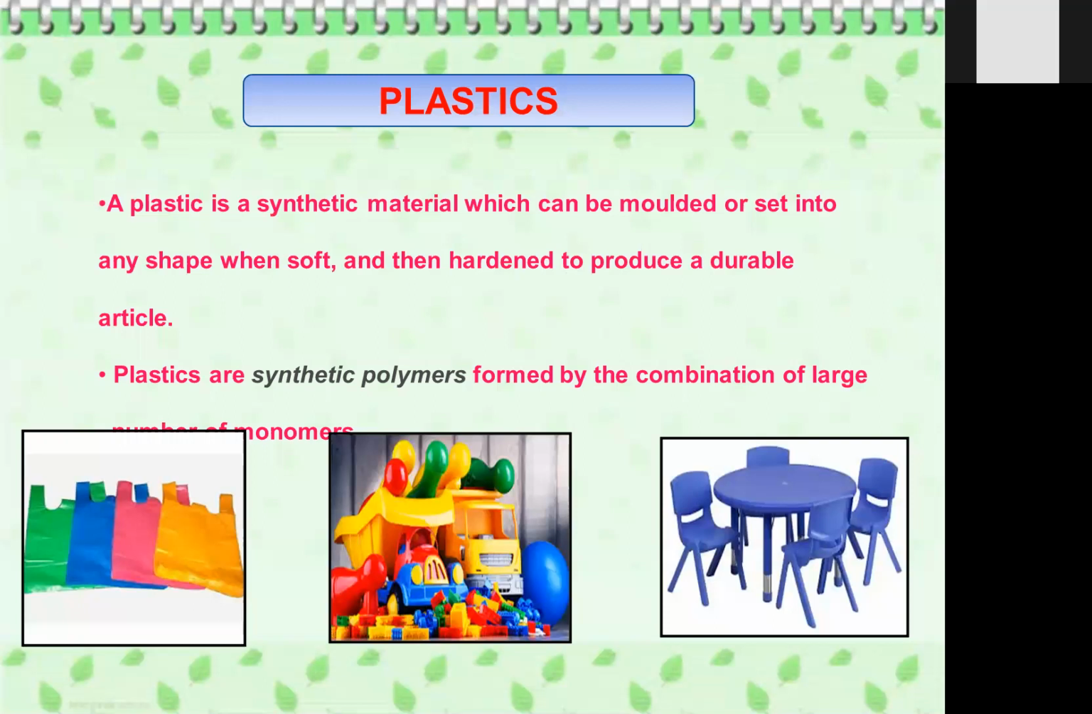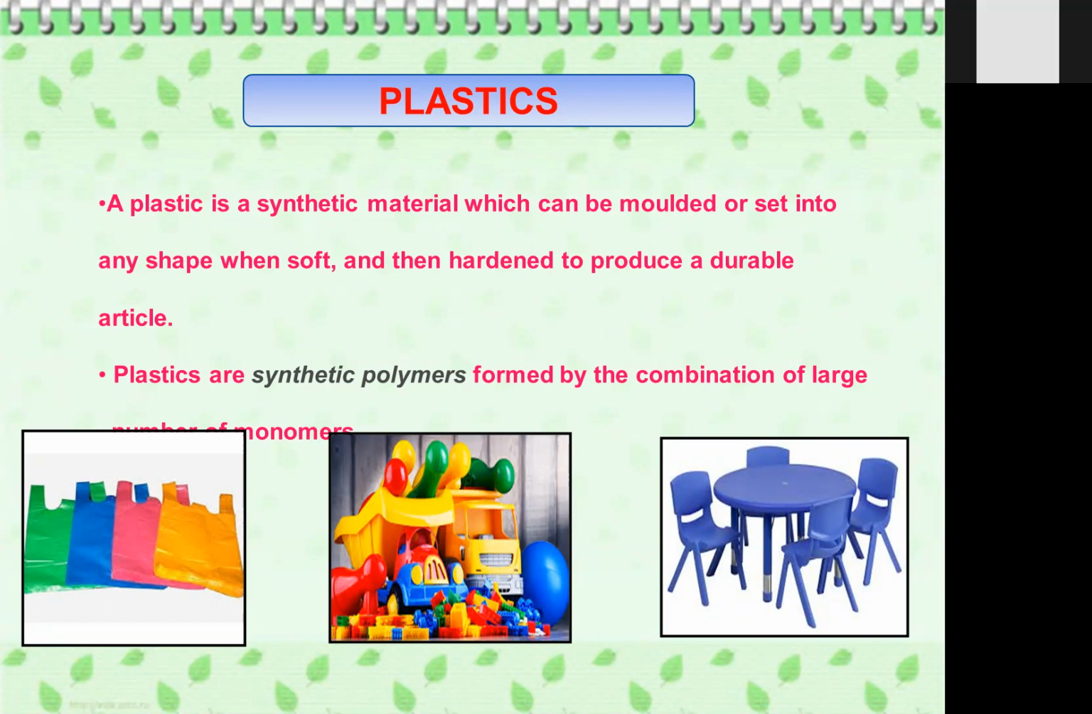So plastic is a very common name, a part of our life. It is very common because a number of things which we are using at home, in our life, are made up of plastic. Plastic is also a synthetic material, a chemical based material, which can be molded or set into any shape, any color, any desired thing which we want, and then it can be hardened.